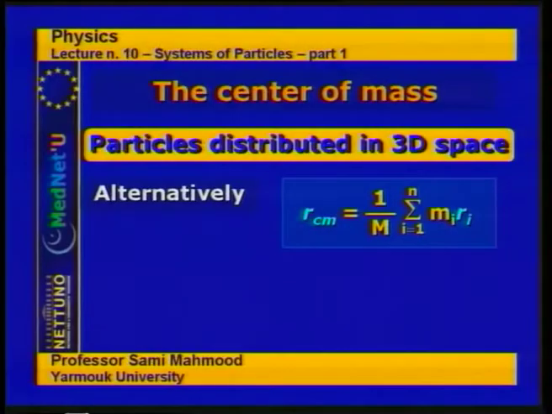Alternatively, as we just mentioned, the center of mass position is a vector, and the position of each particle is a vector. So instead of writing 3 equations for locating the center of mass for the 3 components of the position of the center of mass, we can sum these 3 equations in one equation if we write the center of mass in vector form.